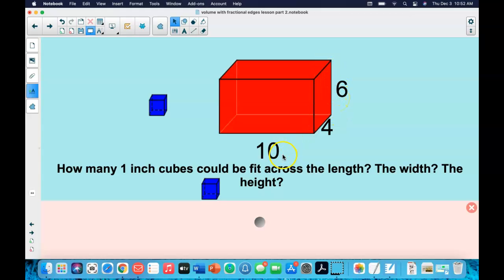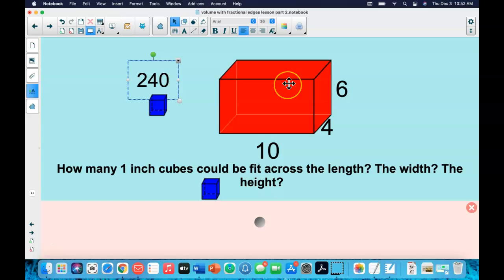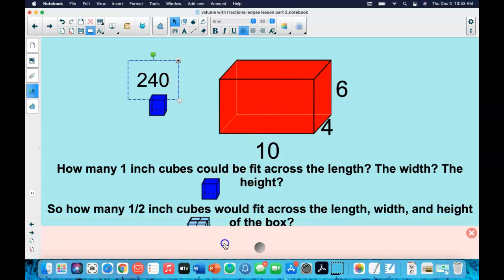So if I multiply 10 times 4 times 6, if I were to fill this with cubes, this entire red prism would take 240 of these smaller unit cubes to fit inside. But here's the next part of my question. So how many half-inch cubes would it take to fit inside of this red prism?